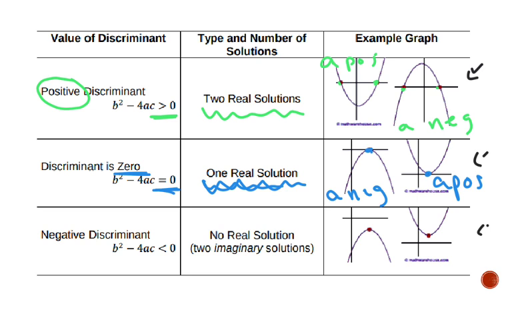So the last possibility is if your discriminant ends up being a negative number, some number that's less than 0. If that happens, that means there's no real solutions, which means you have two imaginary solutions. Every single time that discriminant is a negative number, you have two imaginary solutions, which notice means that you're not even touching that x-axis. But same thing, if a is positive, it still opens up. If a is negative, it's flipped. But notice it doesn't touch your x-axis at all.